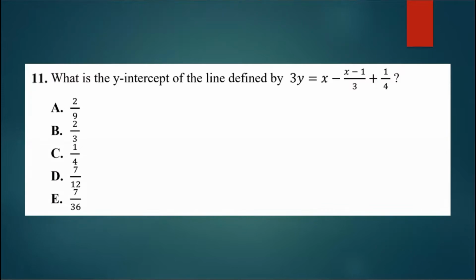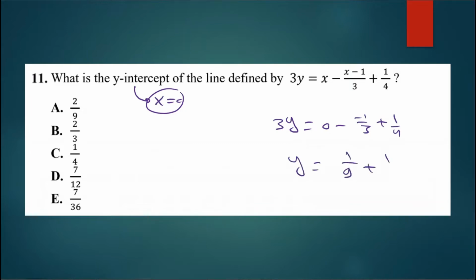What is the Y-intercept? Y-intercept means you need to substitute x equal to 0. At x equal to 0, we obtain the equation like this: 0 minus -1/3 plus a quarter. I need to divide everything here by 3, so it will be 1/9 plus 1/12. If you add that, 36 is a nice common denominator here, and it will be 4 plus 3, which is 7. So the answer is E. You can do that with a calculator, of course. Nice.